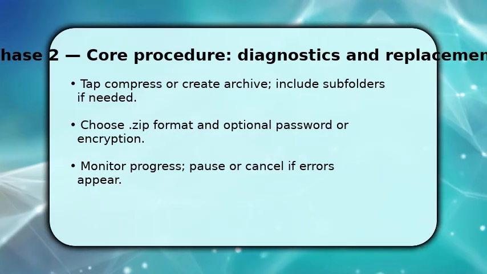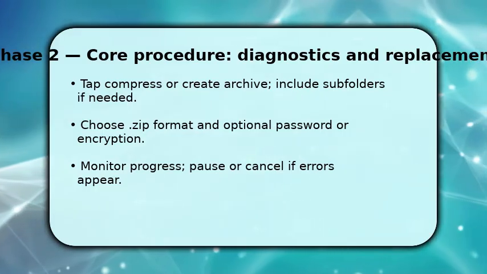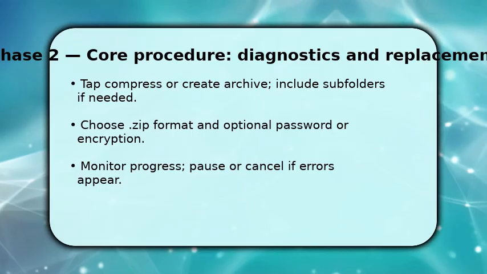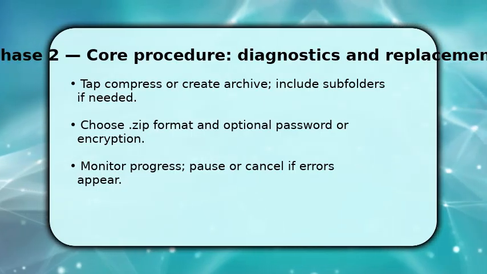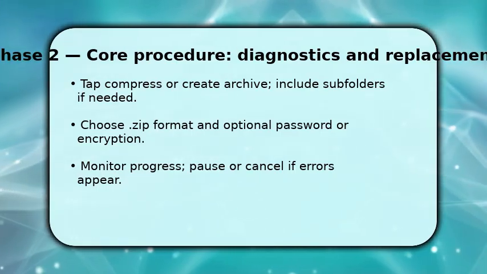While the app runs, watch the progress bar. If it stalls, close background apps and retry. If files are large, let the job finish uninterrupted so the archive writes correctly.